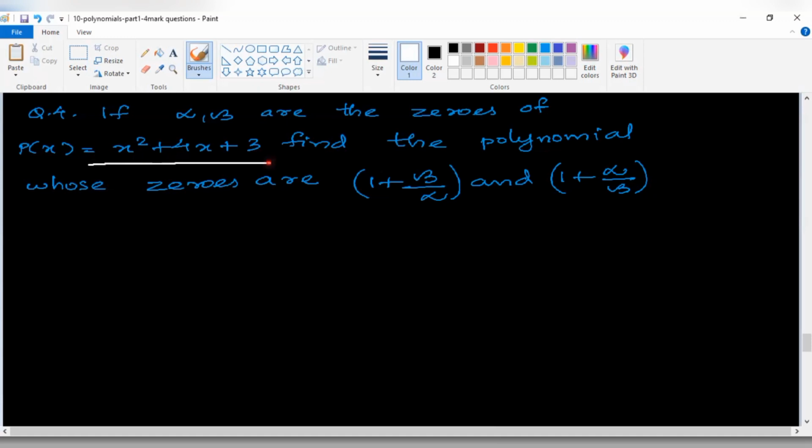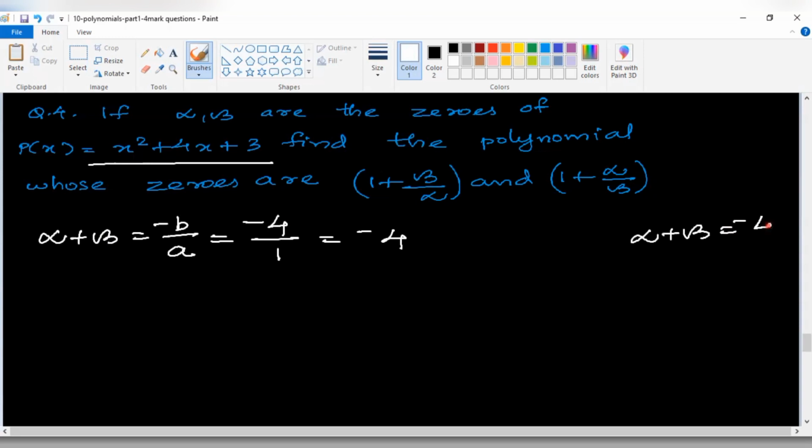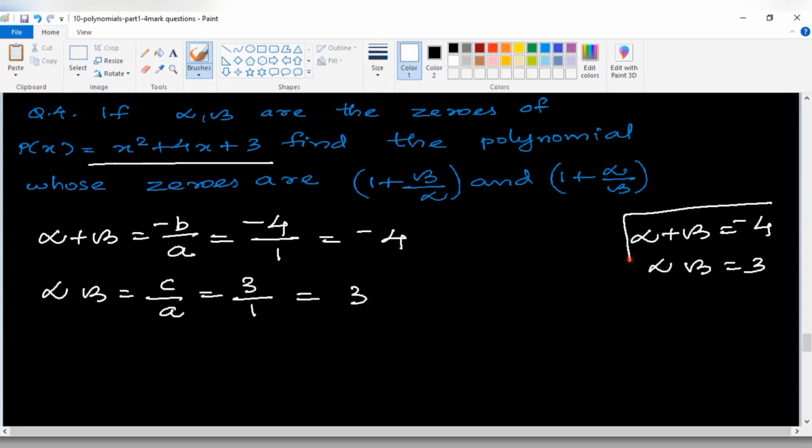So here we can write alpha plus beta is minus b by a. In place of b we have 4, so it is minus 4 by, in place of a we have 1. So minus 4 by 1, that is minus 4. Alpha plus beta we got as minus 4. Now alpha beta is c by a. Here in place of c we have 3 and in place of a we have 1. So it is 3. So we got alpha beta as 3. We will use it in the succeeding steps.